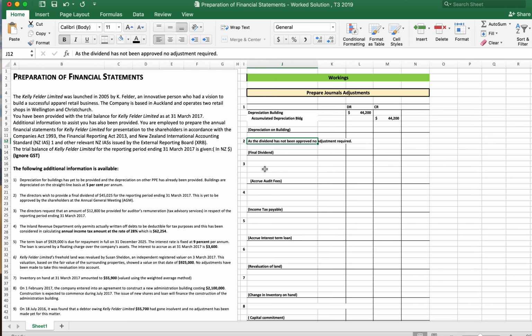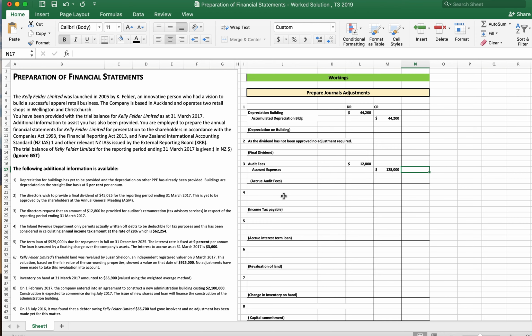Number 3, the directors request that an amount of $12,800 be provided for auditors' remuneration. So we need to accrue an expense. Okay, so auditors' fees is the expense, and it's $12,800, and the corresponding credit is $12,800, accrued expenses.